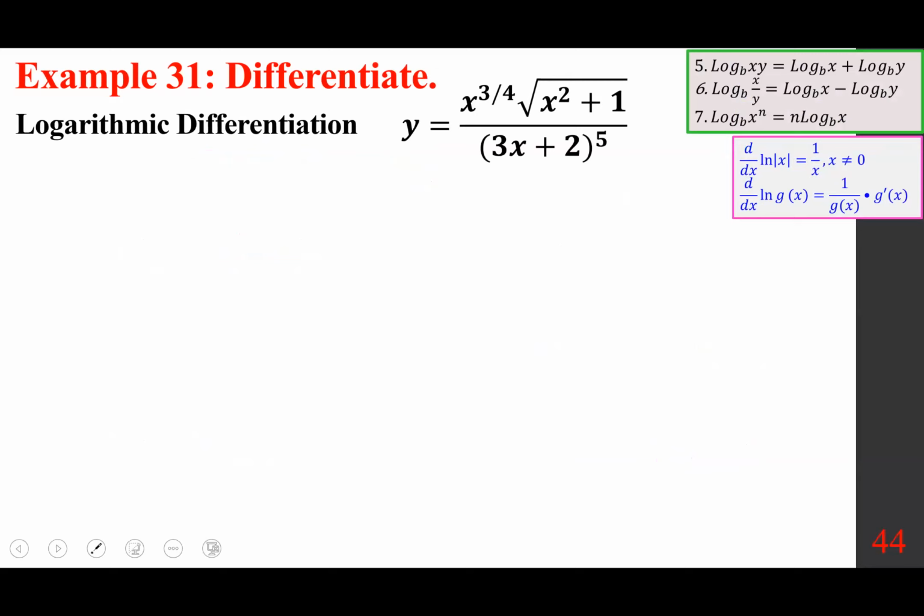Logarithmic differentiation. If the function is complicated like this one, if you want to differentiate this the way you've learned it before, it takes a long time. So we use what's called logarithmic differentiation. So what is logarithmic differentiation? Number one, take the natural log of both sides. That's the first.